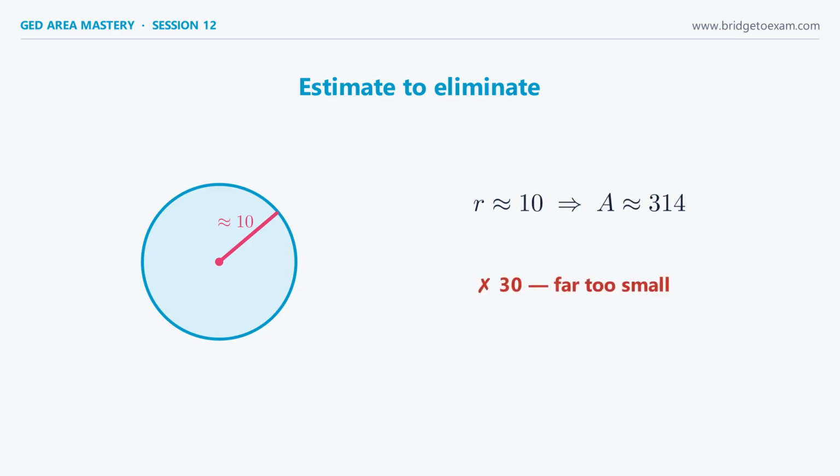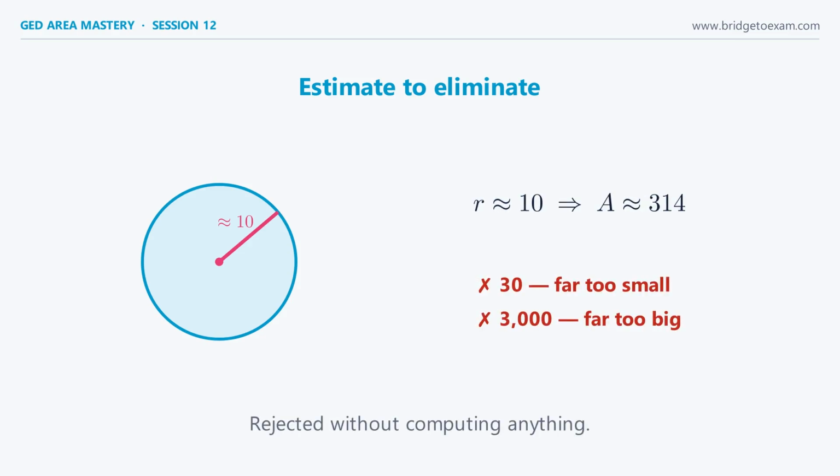Estimation is your fastest filter when choices are far apart. A circle with radius just under 10 has an area a little over 300. So reject 30 and 3000 instantly without computing anything. If your exact answer lands nowhere near your estimate, one of them is wrong.